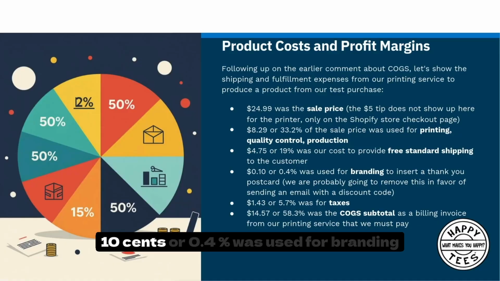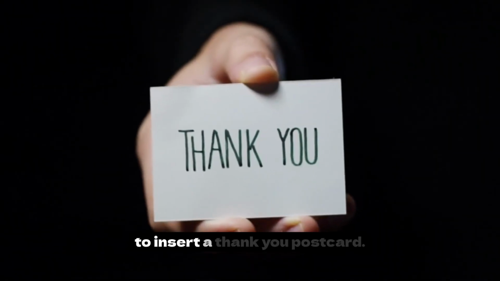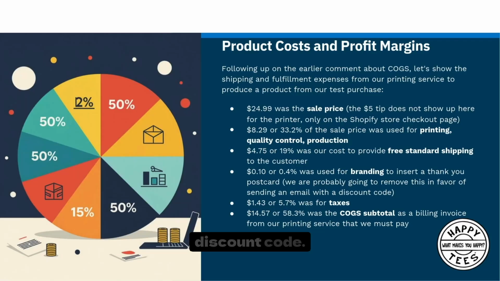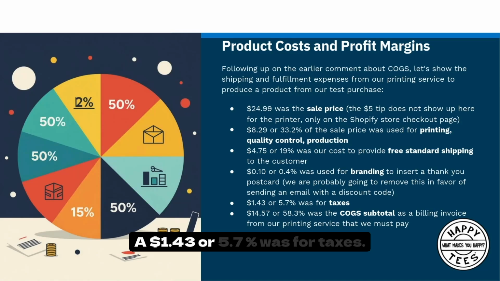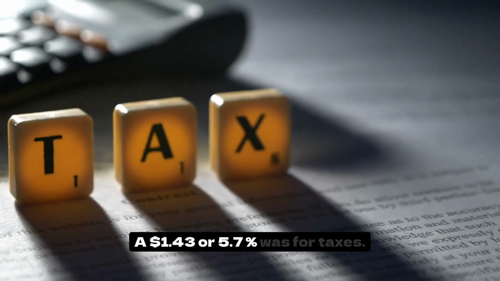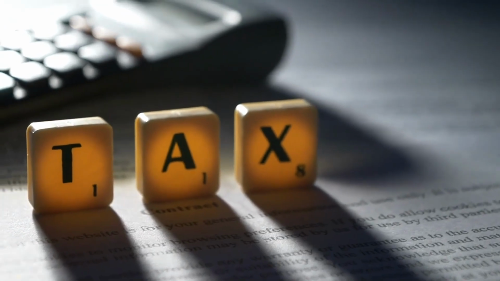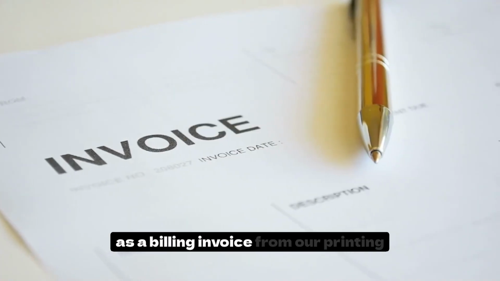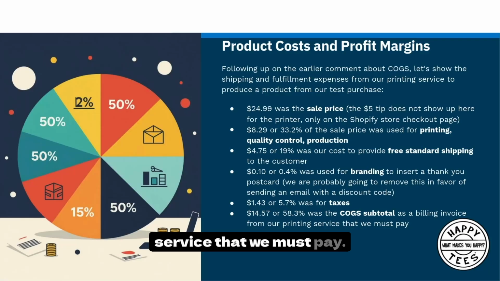10 cents, or 0.4%, was used for branding to insert a thank you postcard. We are probably going to remove this in favor of sending an email with a discount code. $1.43, or 5.7%, was for taxes. $14.57, or 58.3%, was the COGS subtotal as a billing invoice from our printing service that we must pay.